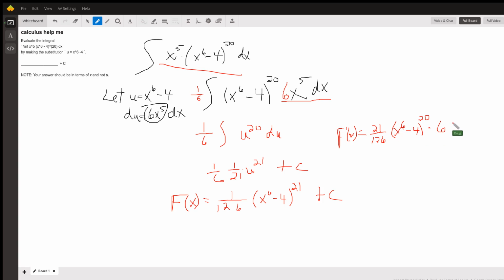There's the 6x to the 5th, chain rule. Of course, the derivative of the constant is 0. And I think you'll see that 6 times 21 is 126. So this fraction cancels out, the 6 cancels out, and we get exactly what we started with.